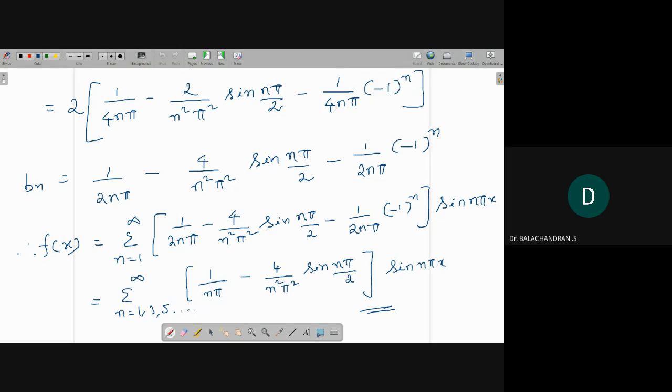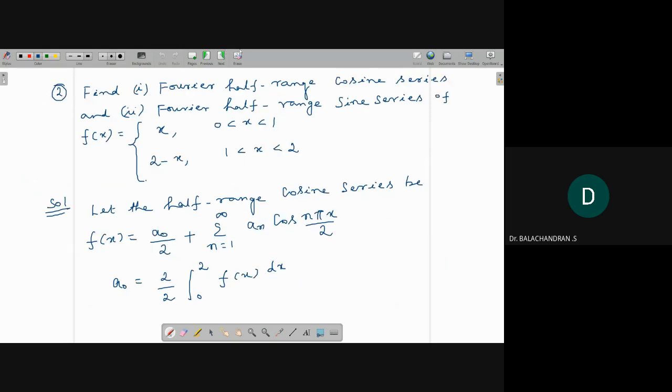Okay, thank you. Then I'll go to the next problem. Find 1, the Fourier half-range cosine series, and 2, the Fourier half-range sine series of f of x, where f of x is x in the interval 0 to 1, and 2 minus x in the interval 1 to 2. Let the half-range cosine series be f of x equal to A0 by 2 plus summation n equal to 1 to infinity an into cos. What is L here?